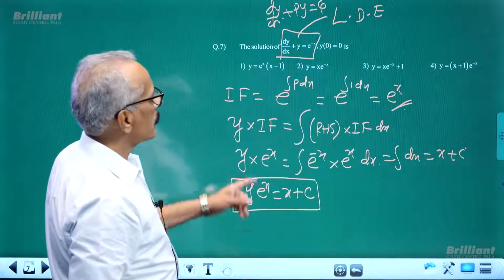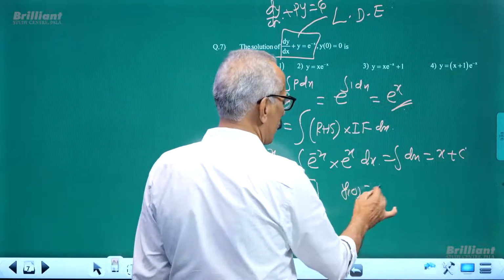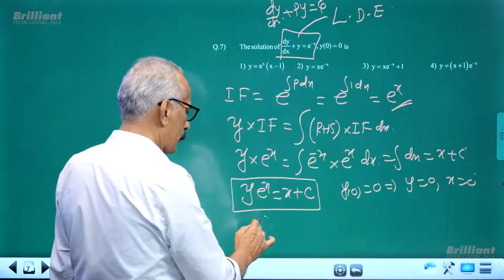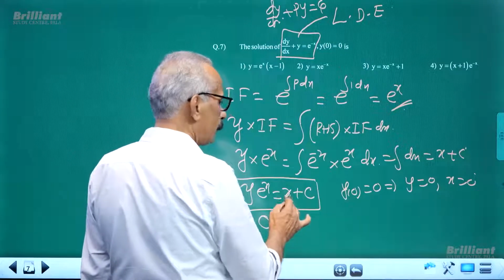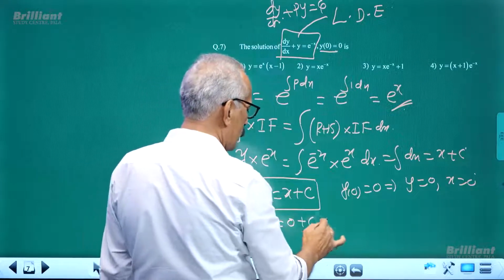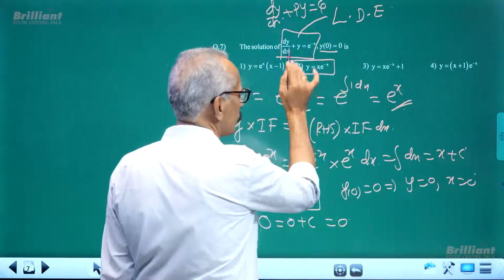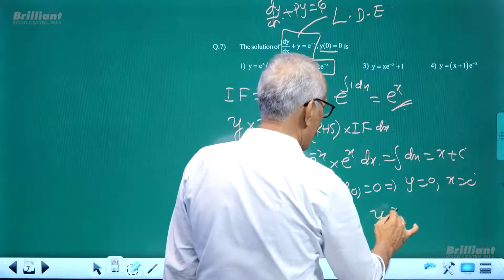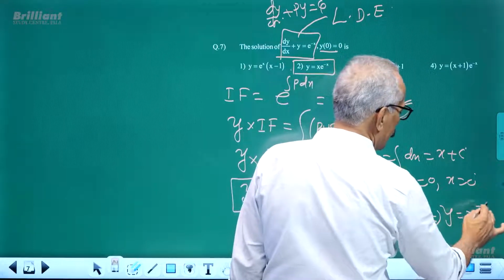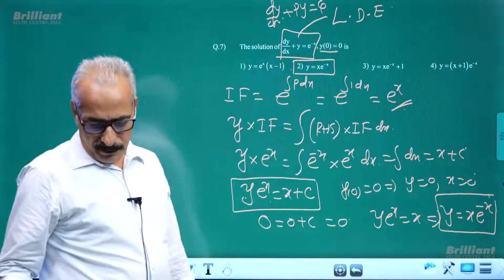It is given that y of 0 is equal to 0. What's the meaning of it? y equal to 0 when x is equal to 0. Let us substitute: y is 0, x is also 0, so c is equal to 0. That means y e raised to x is equal to x, or dividing throughout by e raised to x, y will be equal to x into e raised to minus x, your answer. So 2 is your answer for question 7.